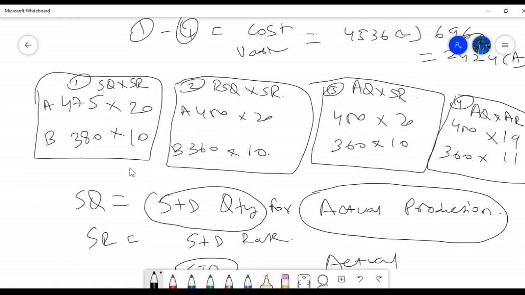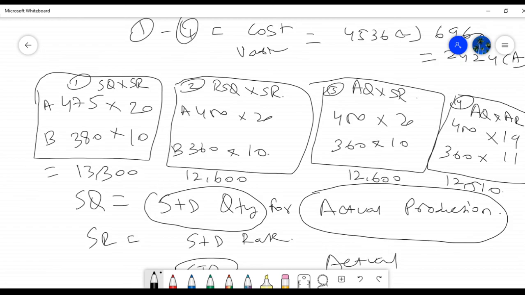So if you multiply and add all these things, you will get 13,300, then 12,600, then 12,600, then 12,510. Please calculate the variances yourself.